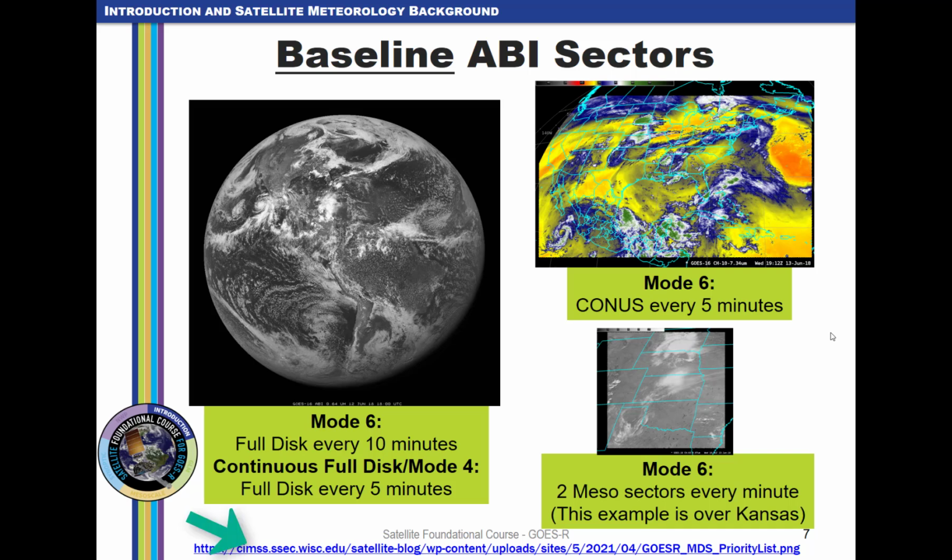You can find at the link shown the priority list for mesoscale sectors. If you fall within a default mesosector and your weather awareness will benefit from satellite imagery at 1-minute intervals, make sure you call a meso. Otherwise, someone else might make a request that repositions the scanning someplace else.